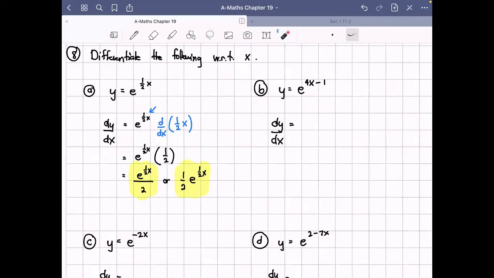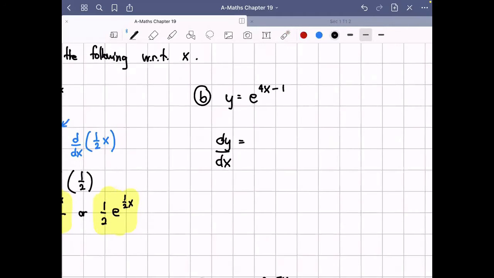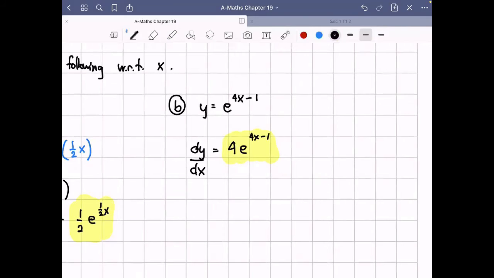Letter B. So what's your answer for letter B here? Okay, so since this is linear, there's no exponent in our expression here, we can simplify this. You see this 4 here, this 4 will be multiplied in front of the exponential or the e. So it becomes 4 times e to the 4x minus 1. Okay, so that's your answer. Now, if you want to use the long method that I just taught you, this is another way.